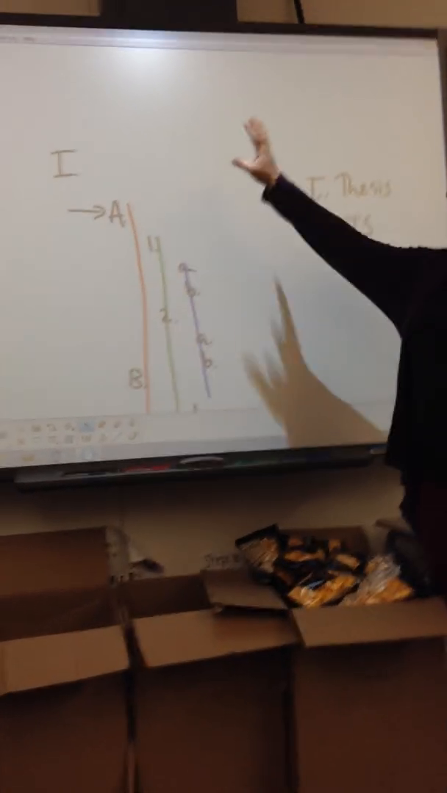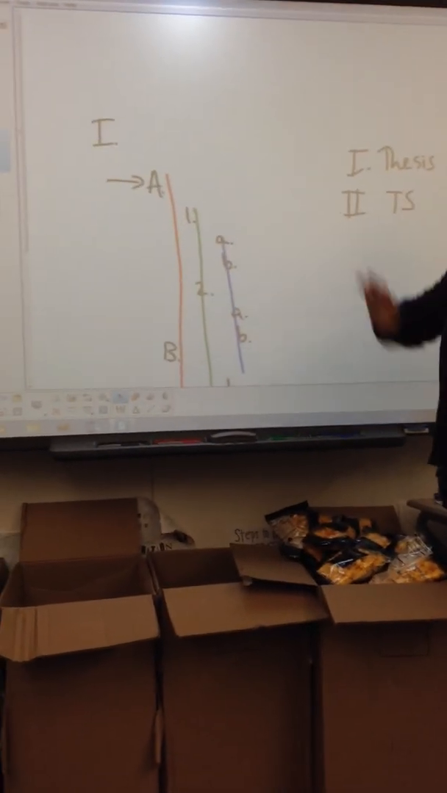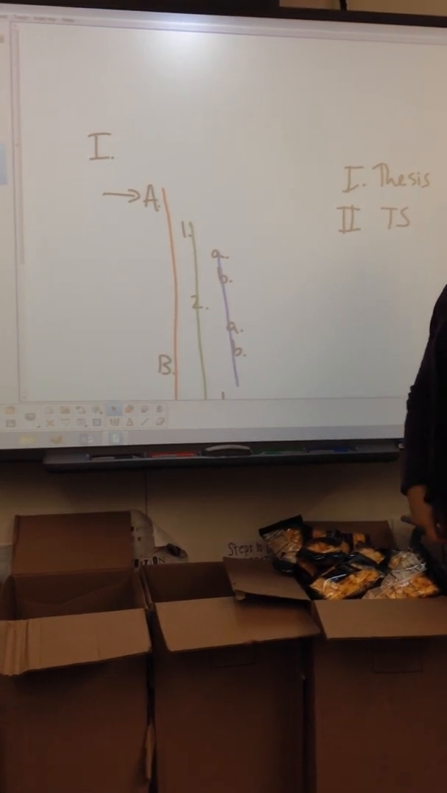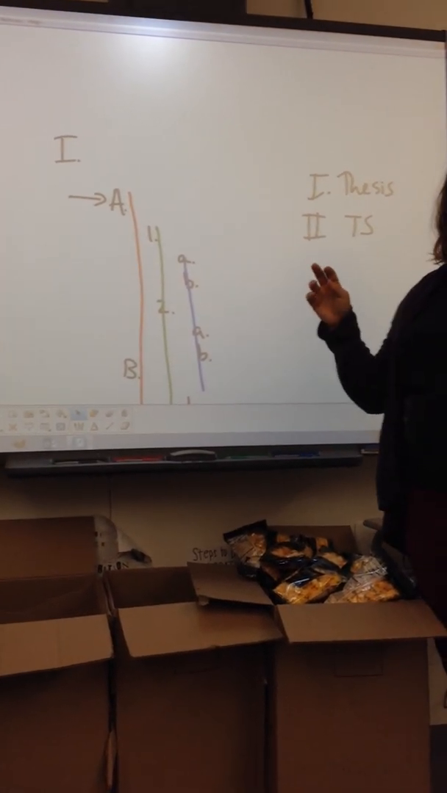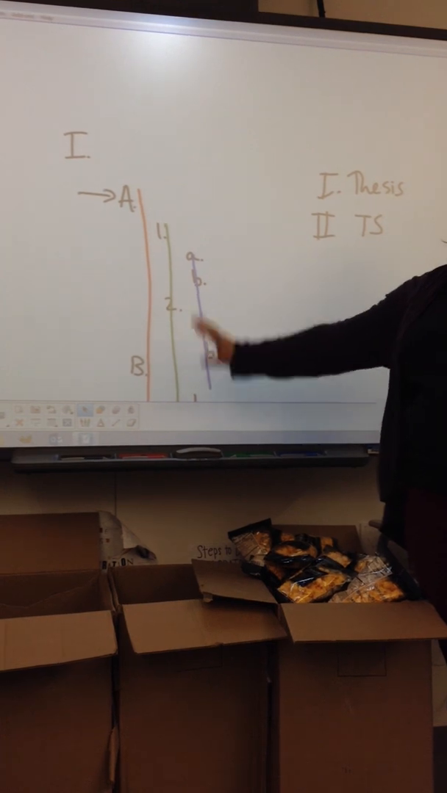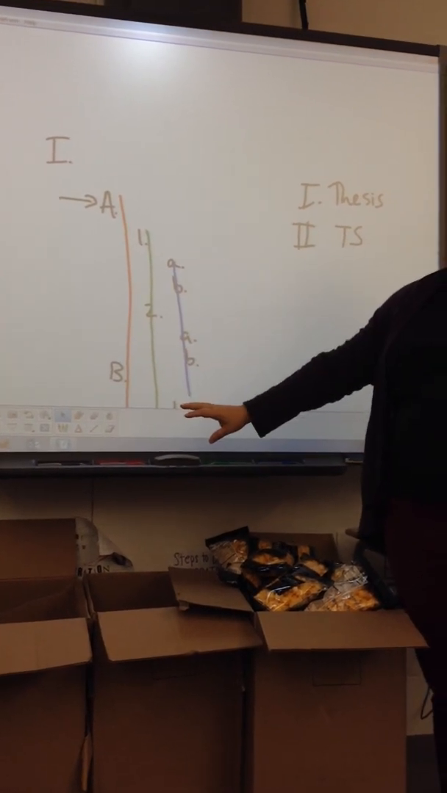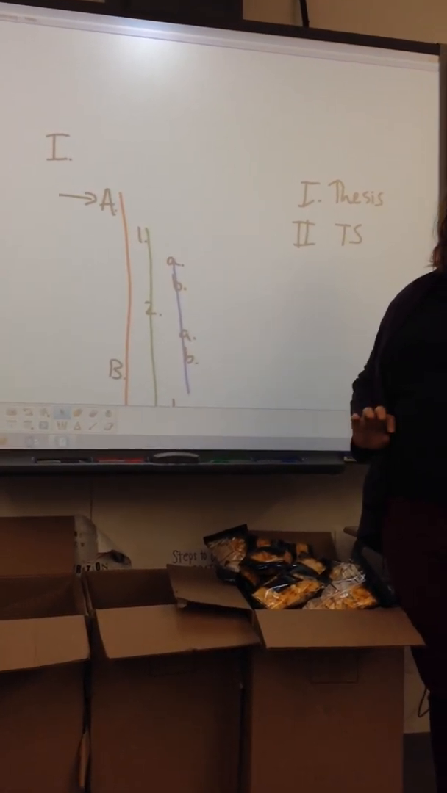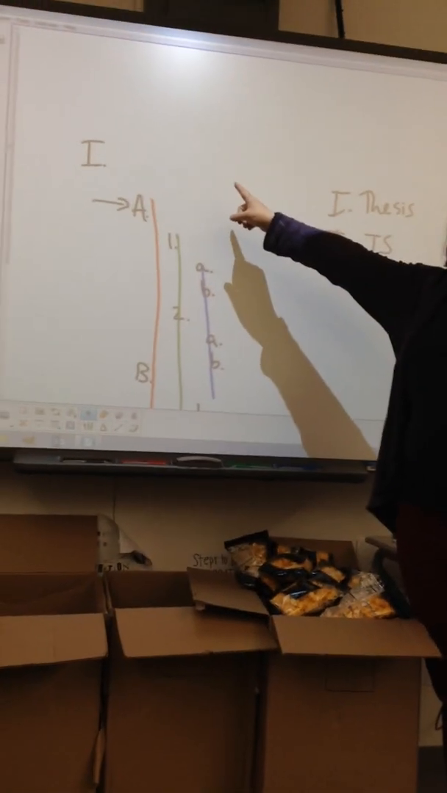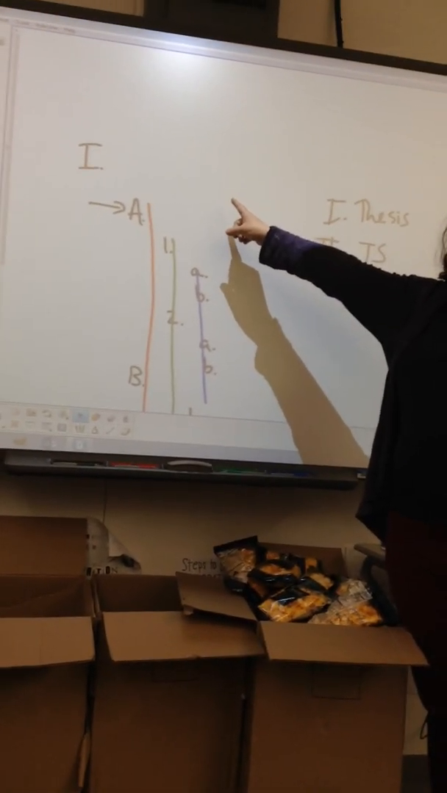What sorts of things go on the Roman numerals? The thesis. So big ideas, right? So if I'm putting a big idea on one Roman numeral, I gotta put big ideas on the other Roman numerals. So, should you put your hook here? If you're developing your introduction?